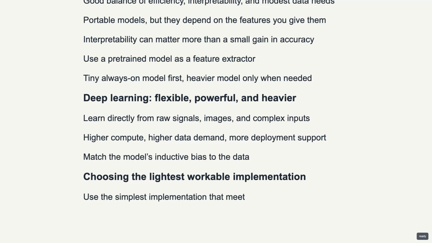If a rule is enough, keep the rule. If the problem needs a learned model, choose the smallest model family that can handle the variability and only move to deep learning when the simpler options fail.